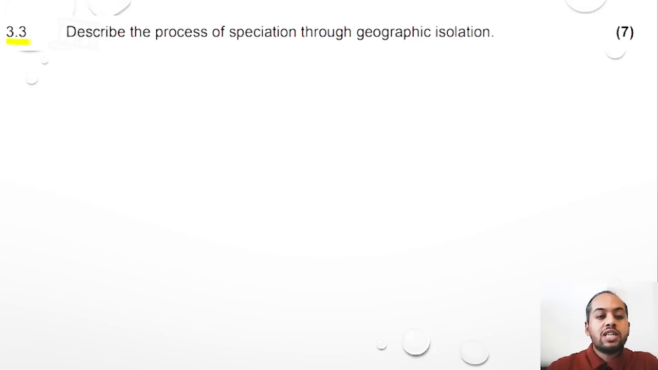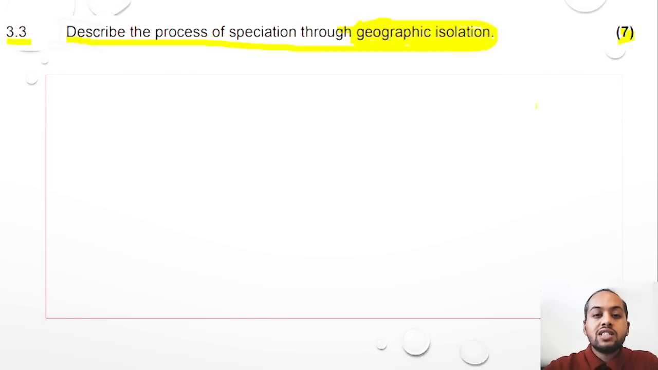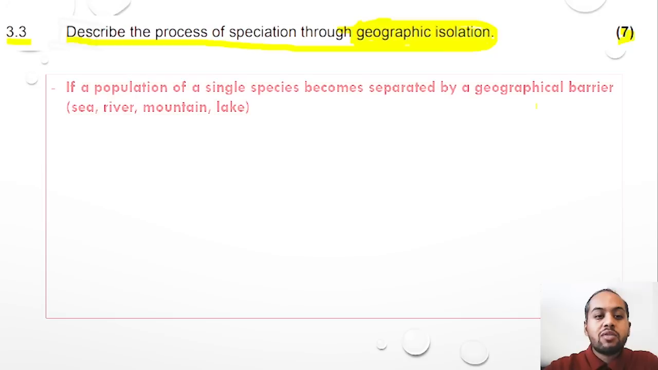The first question, 3.3, says describe the process of speciation through geographic isolation for 7 marks. Please make sure you are able to answer a question like this. Geographic isolation: what are we looking at? You are going to have a population that becomes separated by a geographical barrier such as a river, lake, mountain or ocean. The first sentence that we will start off with is a 7-mark question.